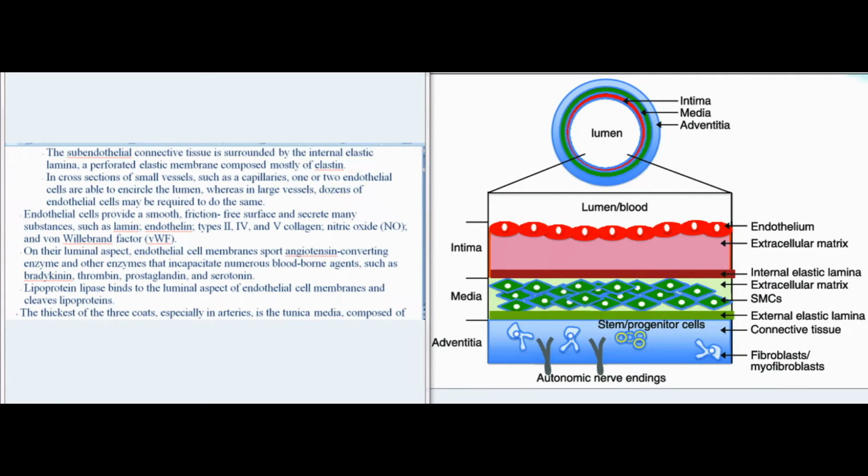In cross-sections of small vessels, such as capillaries, one or two endothelial cells are able to encircle the lumen, whereas in large vessels, dozens of endothelial cells may be required to do the same. Endothelial cells provide a smooth, friction-free surface and secrete many substances, such as laminin, endothelin, types IV and V collagen, nitric oxide, NO, and von Willebrand factor, VWF.